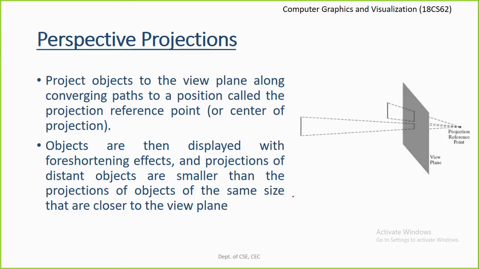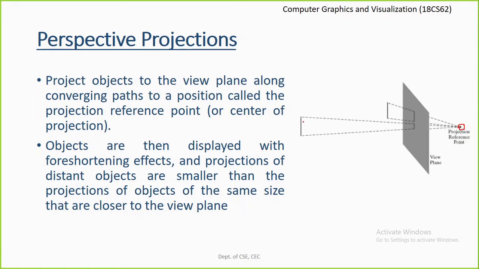Let's try to understand what we mean by perspective projection. As shown in this diagram, the objects are projected onto a view plane, and these projection lines are converging at one particular point. All the projection lines from a given object converge at this point. This point is called the projection reference point. This is the speciality of perspective projections.